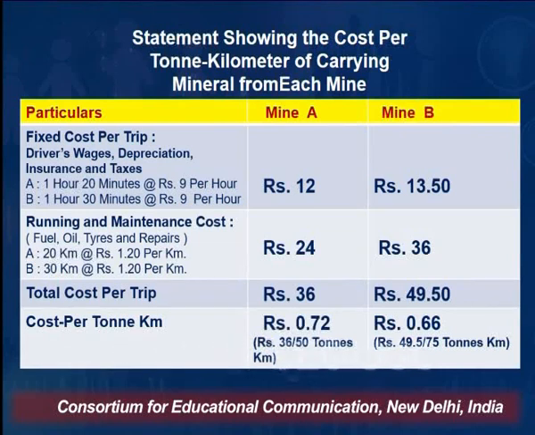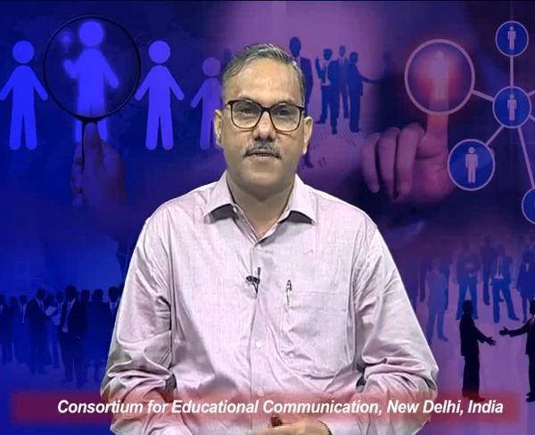The question was asking us to calculate cost per ton kilometer. Very simple it is. The total cost is 36 rupees and 50 is your ton kilometer. Divide it and you will get a value of 0.72 for mine A and 0.66 for mine B. So this is what I wanted to show you with this question: how to calculate the cost when you have to compute the running and maintenance cost and fixed cost per trip. The rate is given and you have to calculate the effective hours to arrive at the total cost.